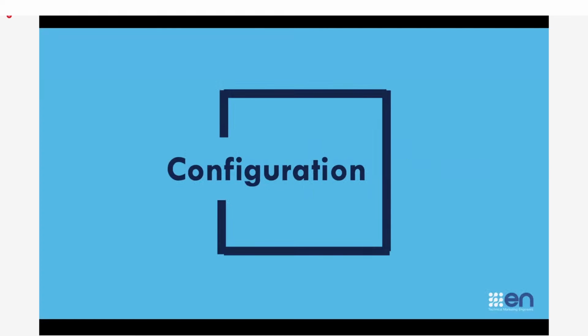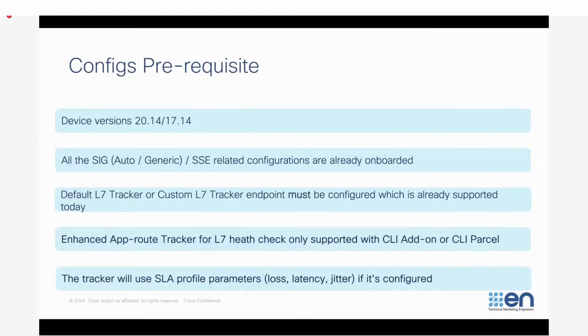So let's look at the configuration details here. Some of the config prerequisites: all the device versions should be 20.14 or 17.14, and this is going to be out soon in the market. And it is also recommended that all the SIG, secure internet gateway, or SSE configs are already onboarded. So Cisco Secure Access, we started supporting that from 20.13 or 17.14. And so make sure that all that configuration is pre-done for enhanced app route tracker.